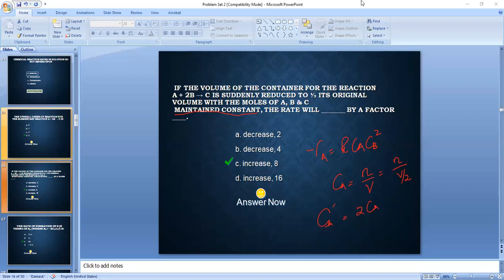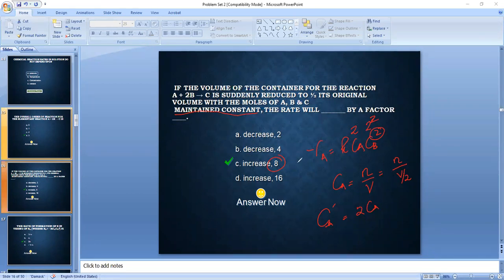Do you get it? So that's the reason why the concentrations of each of the species A and B will double. The thing is this one is squared, so this will be squared. So you have 2 times 4, that would be 8, resulting to a rate of reaction which is 8 times greater than the original. Do you get it? So that's it.